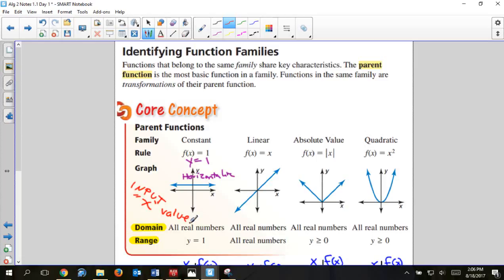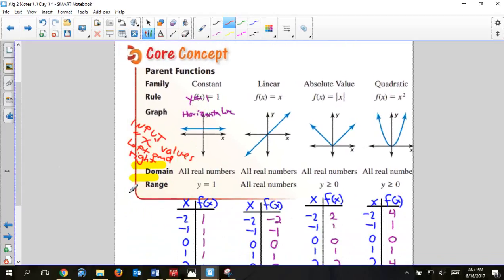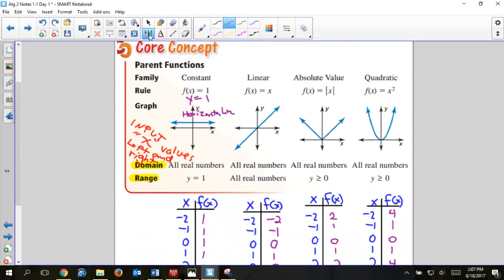Domain is also everything to the left and to the right of the graph. So I'm going to write left and right. That's the domain. And then the range. Does anybody know anything about the range? It is the output. Excellent. Here, I'll put it in a different color. Purple. Output.